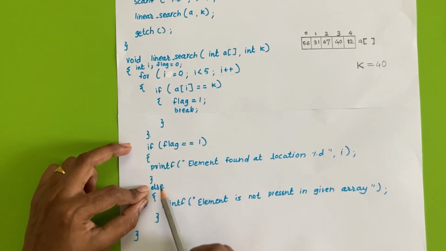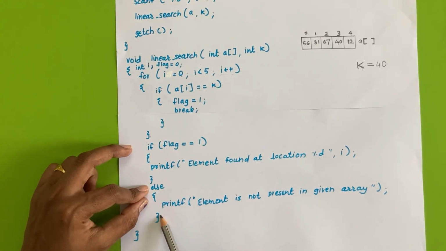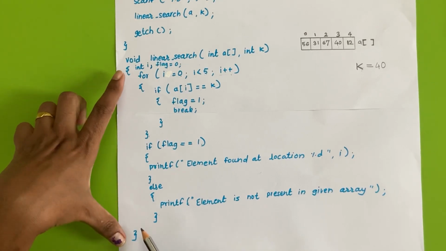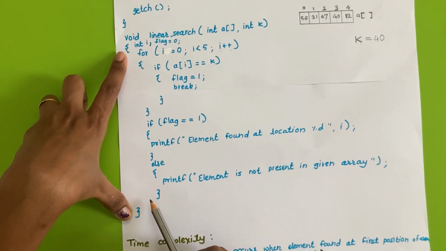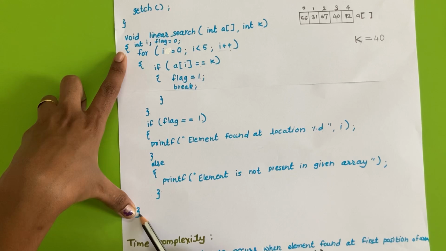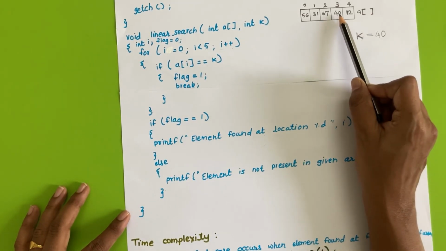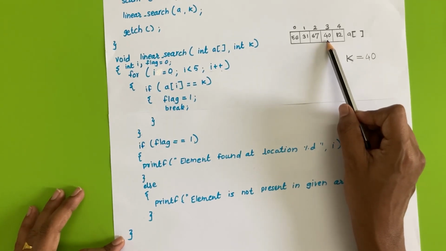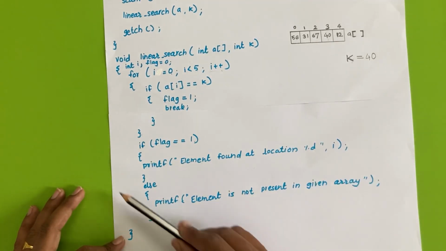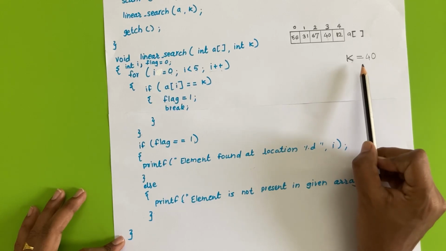So if the condition is satisfied, it does not follow the else part, and here the linear search function is executed, and we have got the element at the third location of the array. Okay, so here we have a successful search.